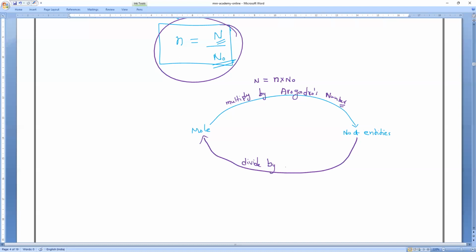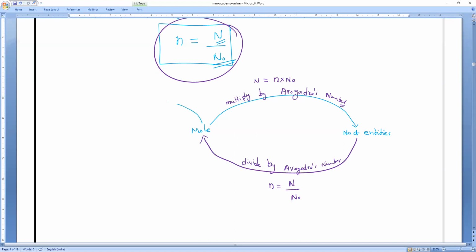Divided by what? Divided by Avogadro's number. Am I right, Mr. Pranav? So the number of moles is equal to the given number of particles divided by Avogadro number. So that is what we studied.